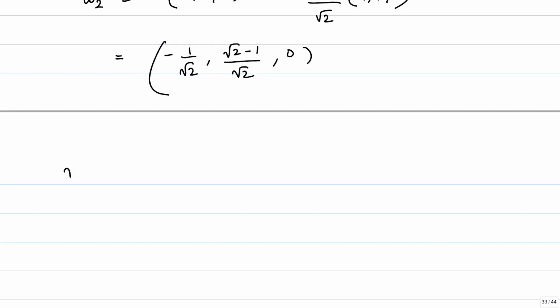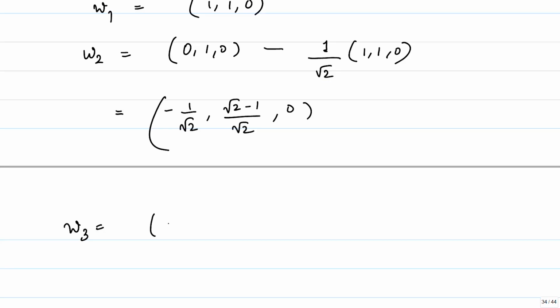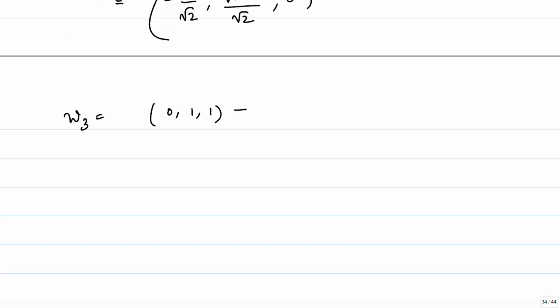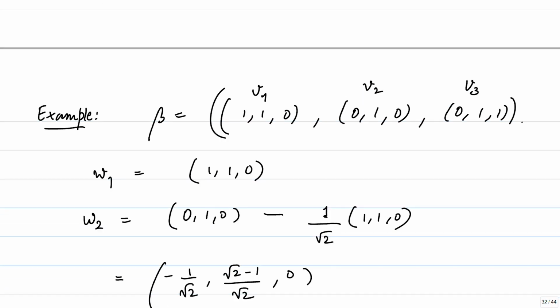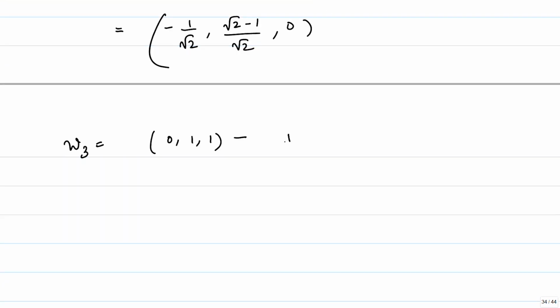And then W3 will just be equal to V3. V3 is 0 1 1. This is going to be 0 1 1 minus the inner product of 0 1 1 with W1, which will just be equal to 1 again, and the square root of 2 is the length of W1, times 1 1 0. And how about the inner product with W2?